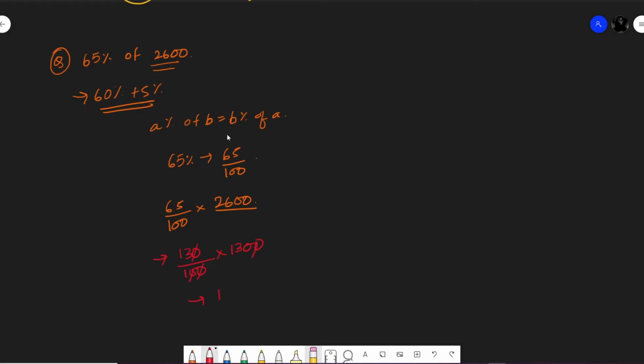So if we now cut this and this and this and this, what does it become? 13 into 13, what is it? 13 square, we know that is 169, and 10 is left, so 1690. It becomes much easier, right? We can do this mentally.